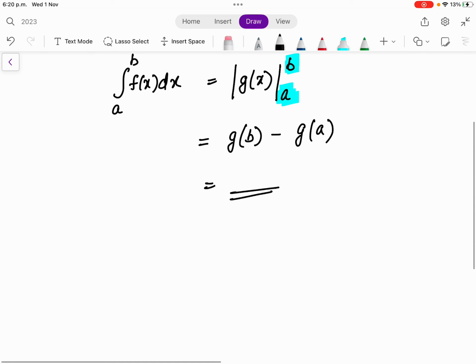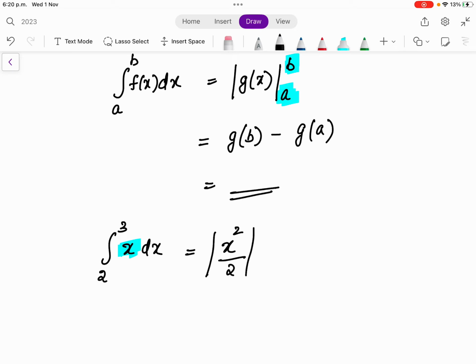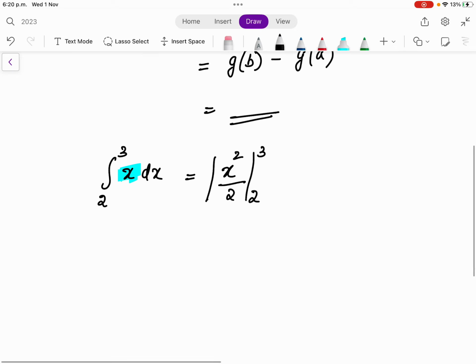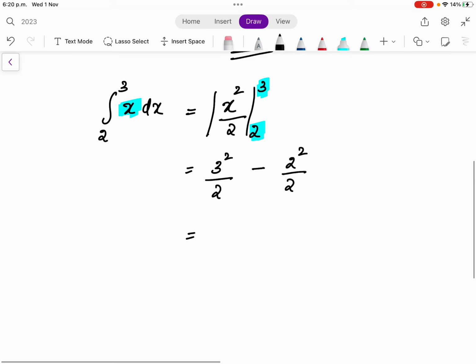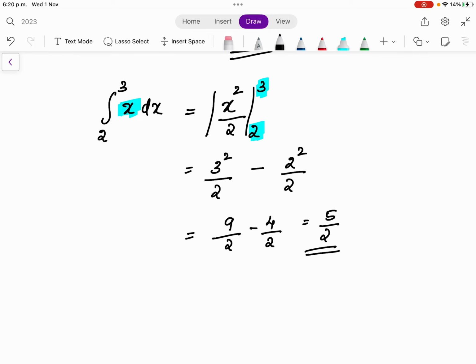Let's take an example and learn it. If you have the integral from 2 to 3 of x dx, you take the function first and integrate it, which is x square over 2, and then apply the limits 2 and 3. You sub in the value of 3, which is 3 square over 2, minus the value of 2, which is 2 square over 2. Then you simplify it: 9 over 2 minus 4 over 2, which is equal to 5 over 2.